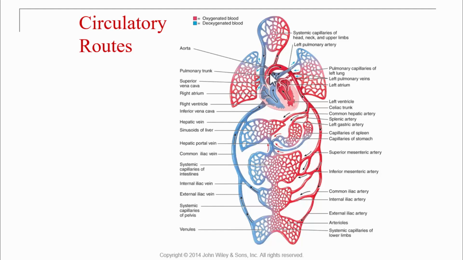So we have branches off of the aorta that are going to go up to the head, neck, and upper limbs. That's all going to drain back into the superior vena cava. We have other branches that go to the rest of the body, to the lower limbs, to all the organs, and those will all eventually drain into the inferior vena cava and come back up to the right atrium. Again, this is all systemic circulation.